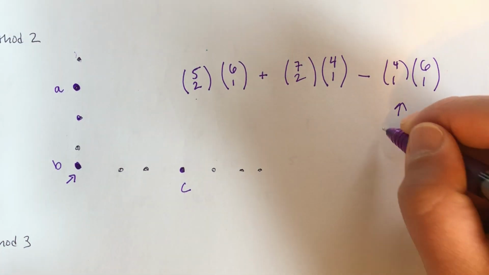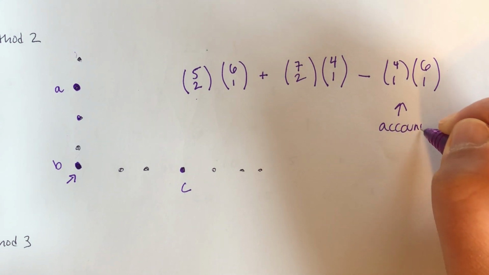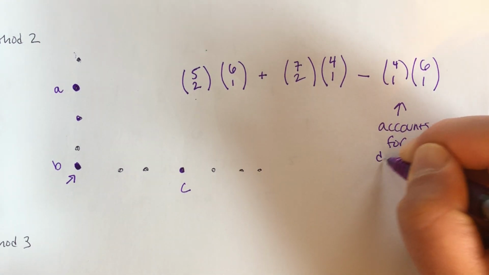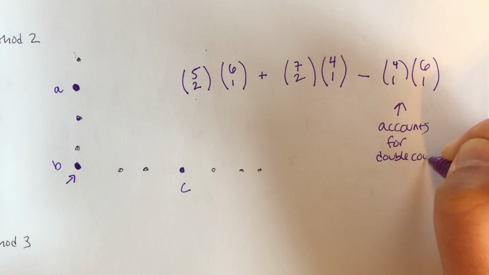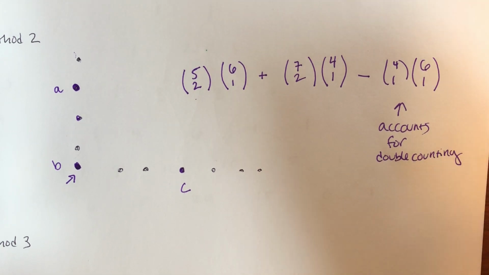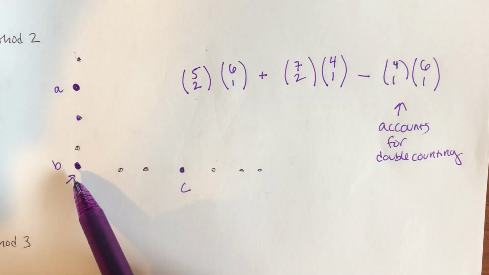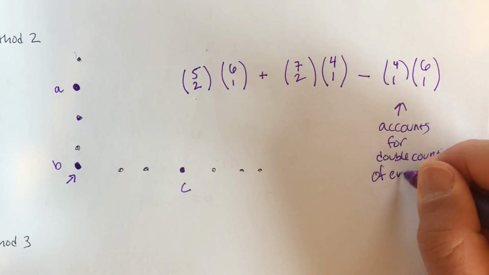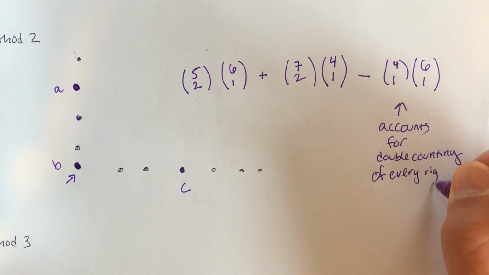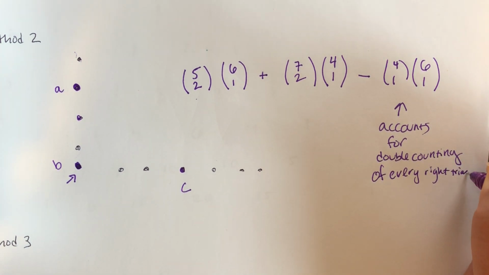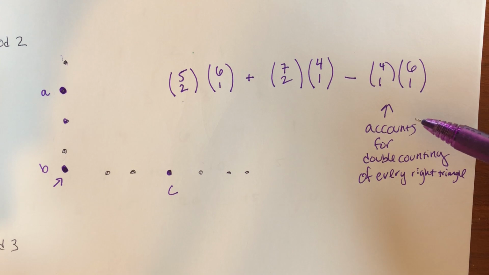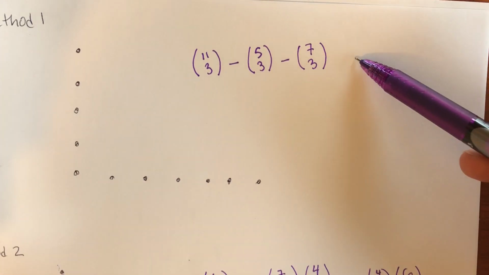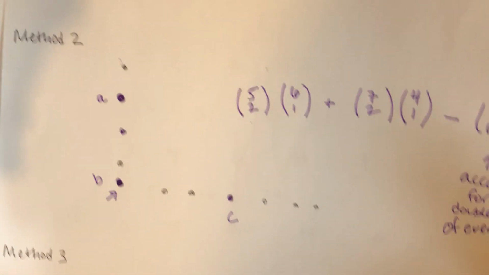So this accounts for the double counting of every triangle that uses the vertex B. Okay. So I leave it up to you to actually compute this and make sure that it matches what we got in method one. You should get the same thing both times.